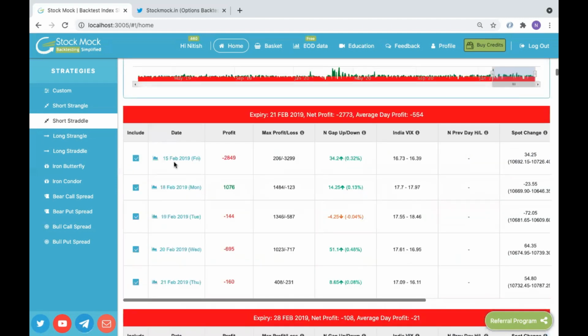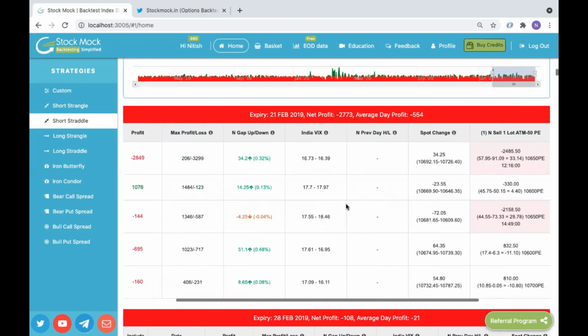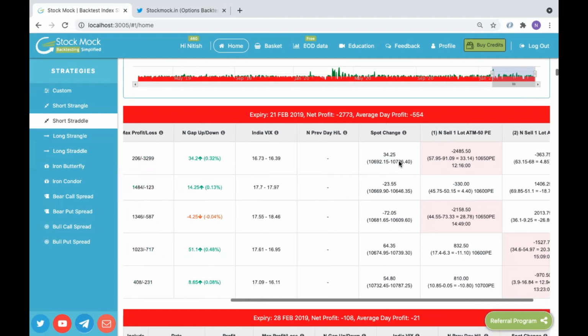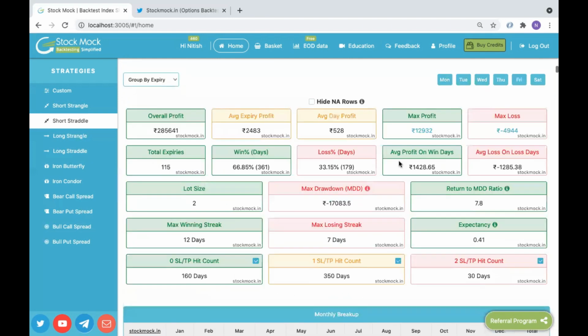You remember on 15th February, we showed that at 12:16 our stop loss got triggered. So here also it's the same thing, because we have not changed our entry time. Entry time was still 10:30. Spot was still 10,692, and spot moved to this level. As I told you, it has nothing to do with what strikes you are actually choosing. That's the fun part, and you can really play around with it a lot.